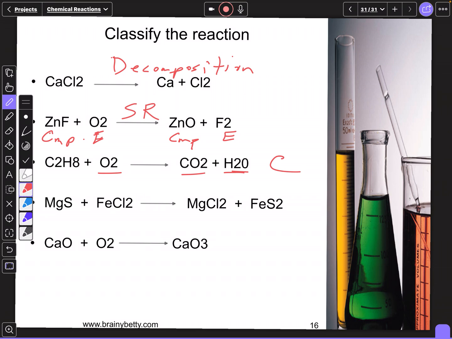Our fourth example, we have magnesium sulfide, MgS, plus iron chloride produces magnesium chloride plus iron sulfide. So you notice we have a compound plus a compound, and then it produces a compound plus a compound. It can't be synthesis because it has more than one product. It can't be decomposition, it has more than one reactant. And it can't be single replacement because it's not element plus compound produces element plus compound. And CO2 and H2O are not my products. So this can only be double replacement, DR.